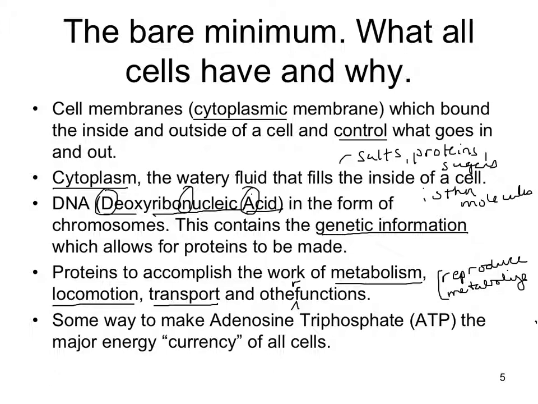All cells also have common ways of dealing with energy, chemical energy, within the context of the cell. And the common so-called energy currency of a cell is a chemical called adenosine triphosphate, or ATP. Okay? All cells have ATP. These are common to all living things and to all cells. That's the bare minimum.